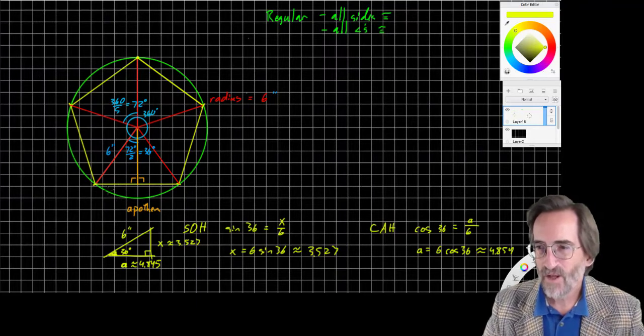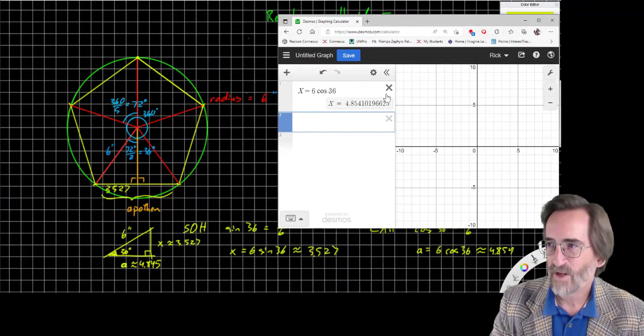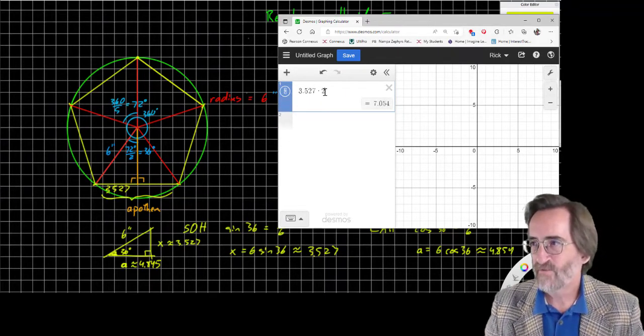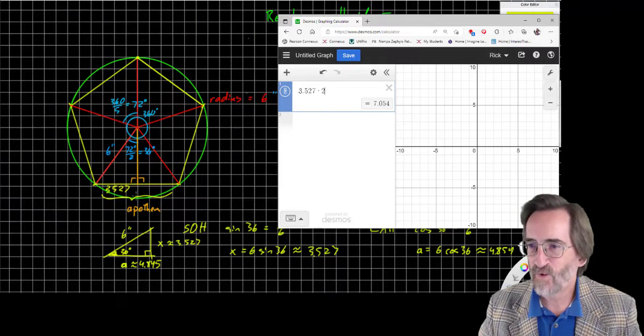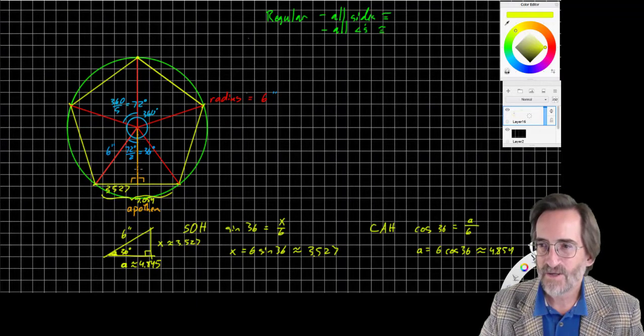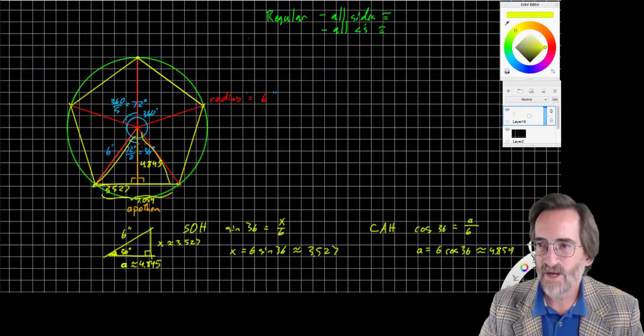Now, why did I find both of these dimensions? Well, X here is 3.527, and the whole base of the triangle is double that, right? 3.527 times 2 is 7.054. So the whole side length is 7.054. And the height, the apothem, is 4.854. And the area of a triangle is base times height divided by 2.